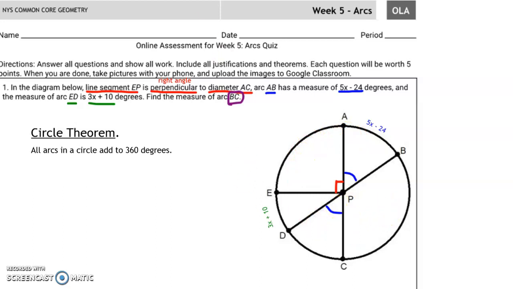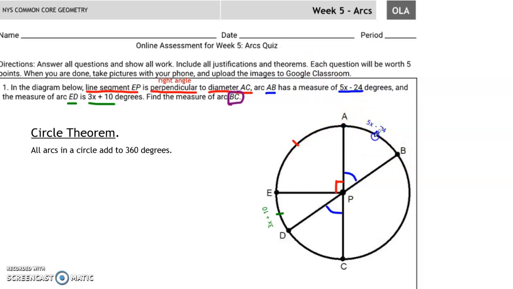So let's make sure that we have all of these arcs. The first arc that I'm looking at here is 3x plus 10. I do know this arc, no big deal. The next arc is this arc here, which is not labeled, but I know that this angle is a 90-degree angle because of perpendicular lines. Since this is a 90-degree angle, this arc must be 90 degrees because a central angle is equal to the arc that it cuts.